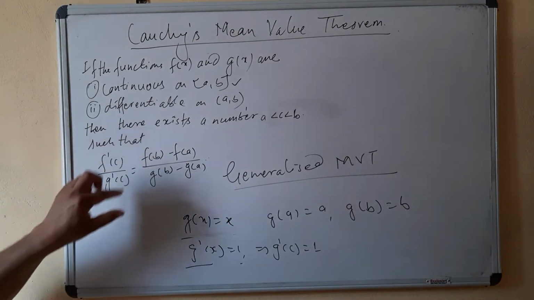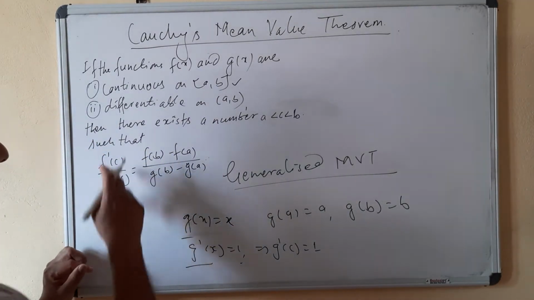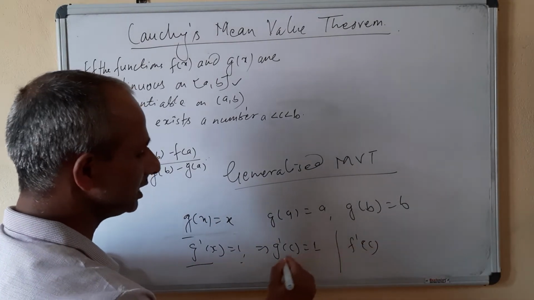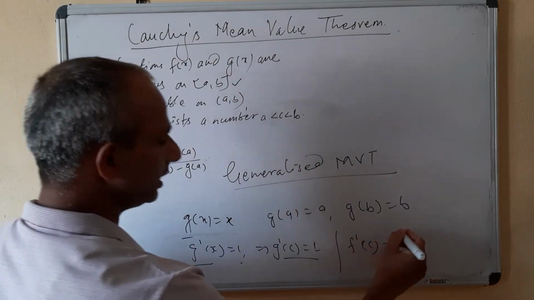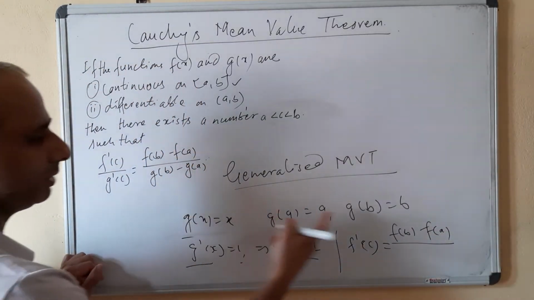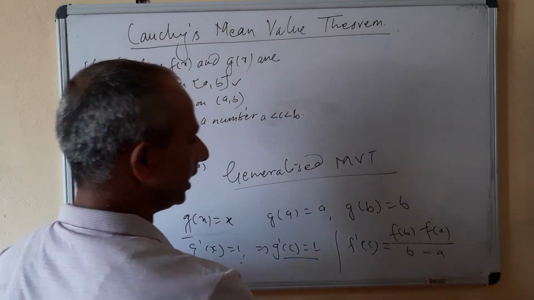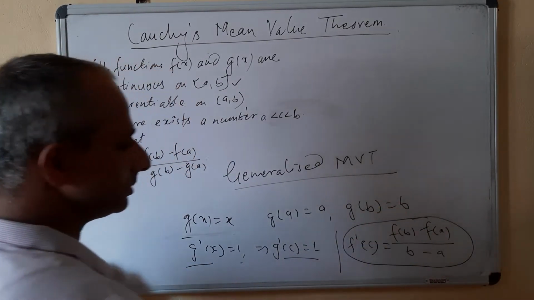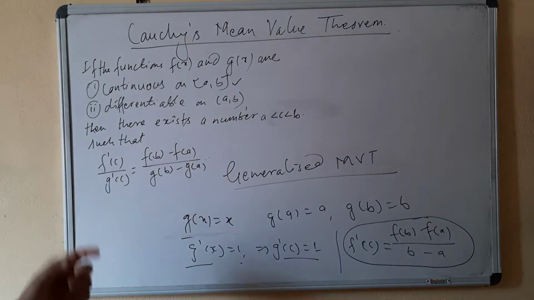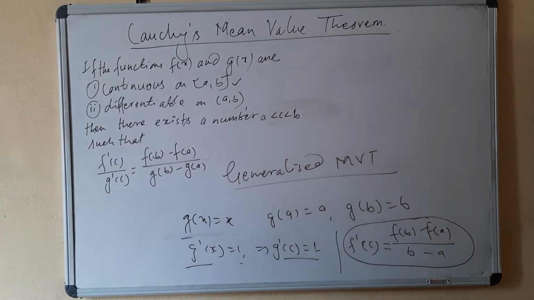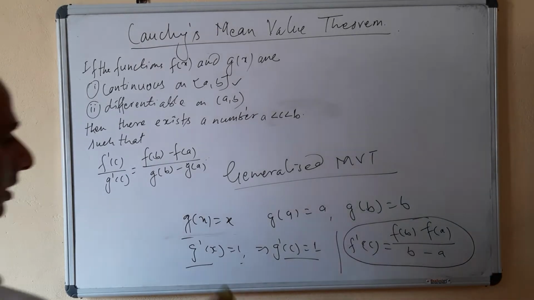Then on the right side of this theorem, you can see f'(c) divided by g'(c). Now let's put f'(c) as it is. g'(c) means 1, no need to write it, equal to f(b) minus f(a) divided by, now g(b) means b and g(a) means a. You can see this is the statement of Lagrange's mean value theorem. So Lagrange's mean value theorem is a special case, a particular case of Cauchy's mean value theorem. So this theorem is called the generalized mean value theorem of first order.